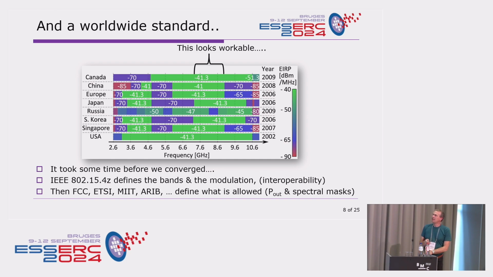And so just for your understanding, there's an IEEE standard that defines the bands and the modulation. That guarantees interoperability so that your Apple phone will work with your BMW car and your Samsung smart tag, because if there is no interoperability, this doesn't stand a chance in the marketplace. And then the local regulatory bodies in America, Europe, China, and Japan define exactly what is allowed. So what's the maximum output power you're allowed, and where do you have to really shut up?